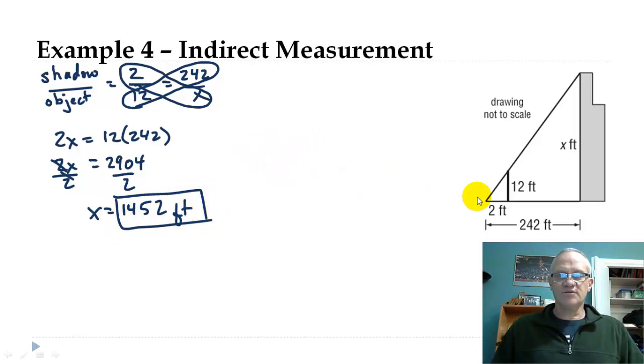Okay, so all you're going to do in these kind of situations is you're just going to draw the diagram to help you see it, and just compare the two similar triangles, make the proportion and cross multiply.